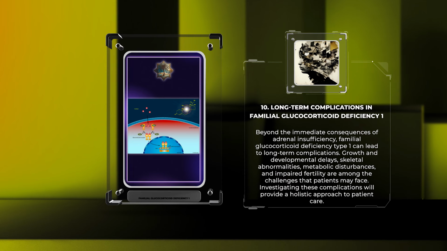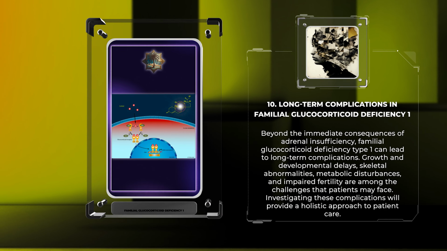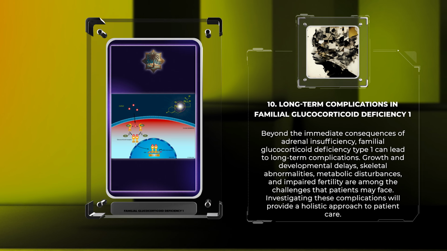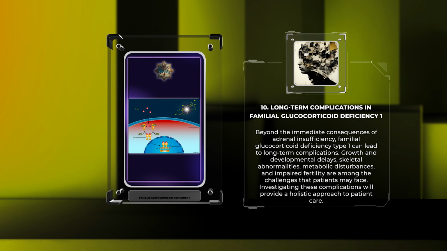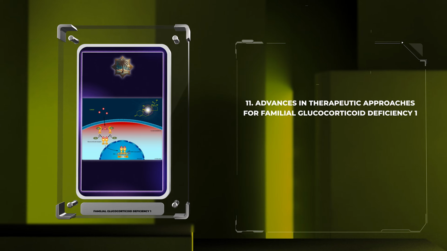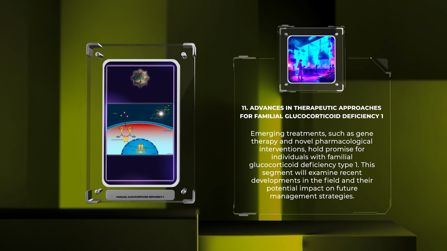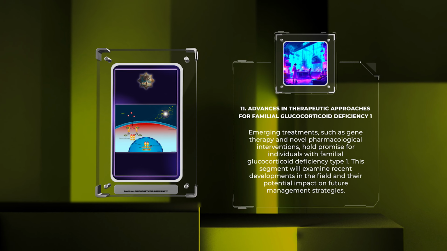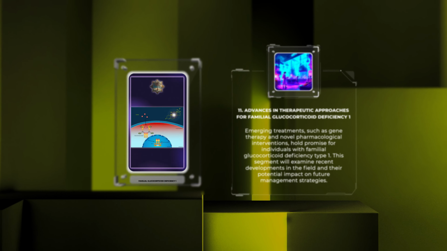Beyond the immediate consequences of adrenal insufficiency, familial glucocorticoid deficiency type 1 can lead to long-term complications. Growth and developmental delays, skeletal abnormalities, metabolic disturbances, and impaired fertility are among the challenges that patients may face. Investigating these complications will provide a holistic approach to patient care. Emerging treatments, such as gene therapy and novel pharmacological interventions, hold promise for individuals with familial glucocorticoid deficiency type 1. This segment will examine recent developments in the field and their potential impact on future management strategies.